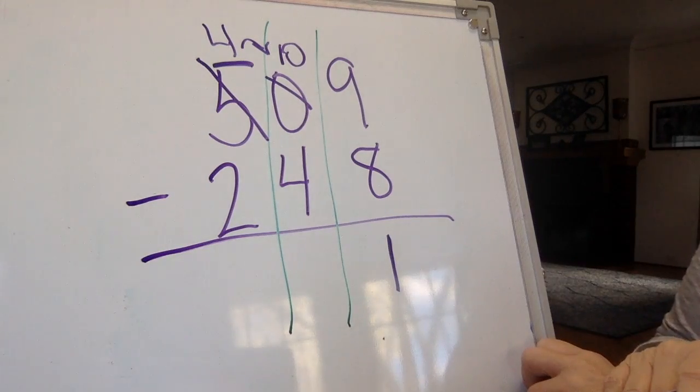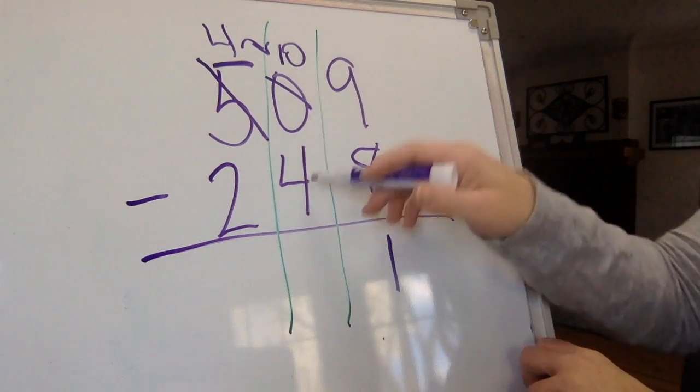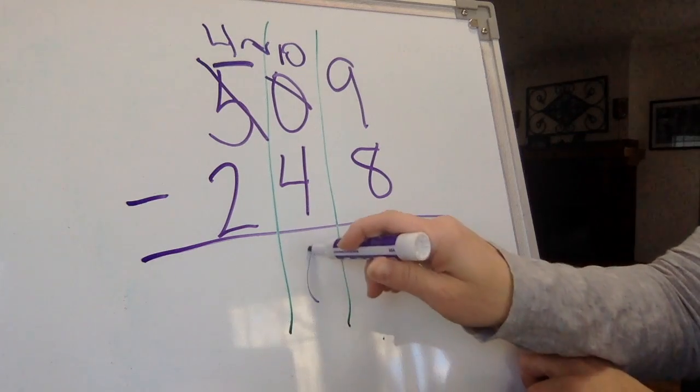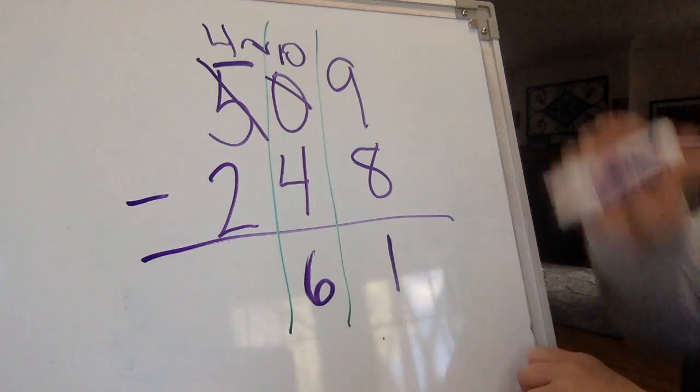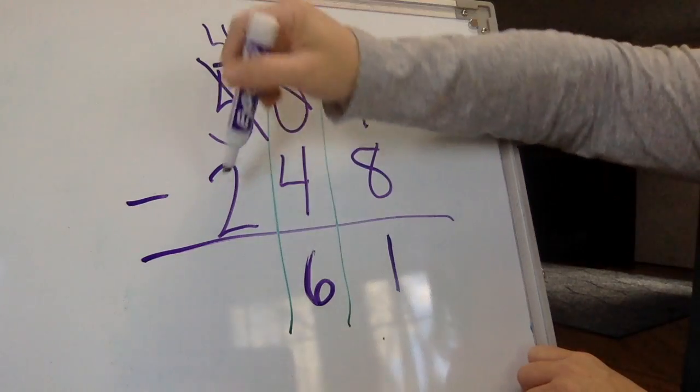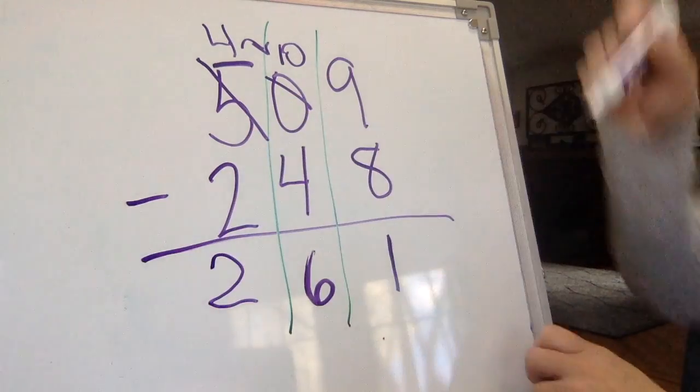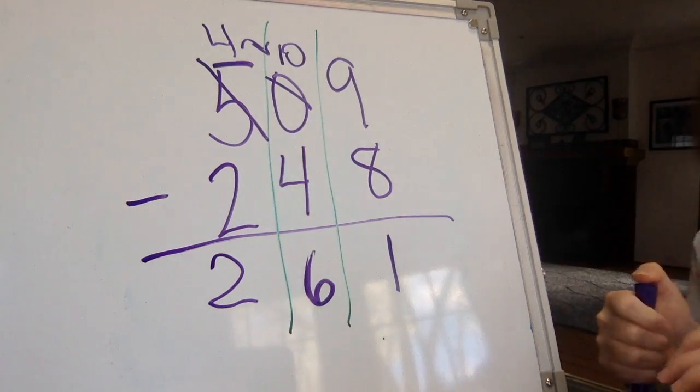Can I solve that? Yes, I can. 10 tens minus 4 tens equals 6 tens. 10 minus 4 equals 6. And now I come to my hundreds. 4 minus 2 equals 2, making the answer 261.